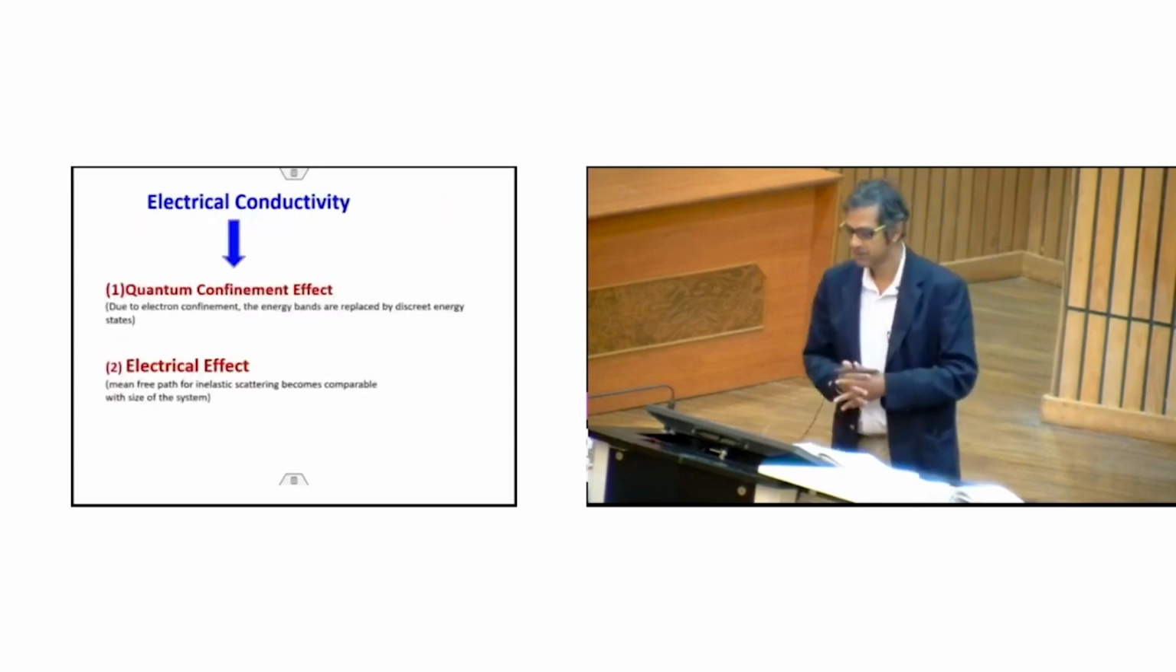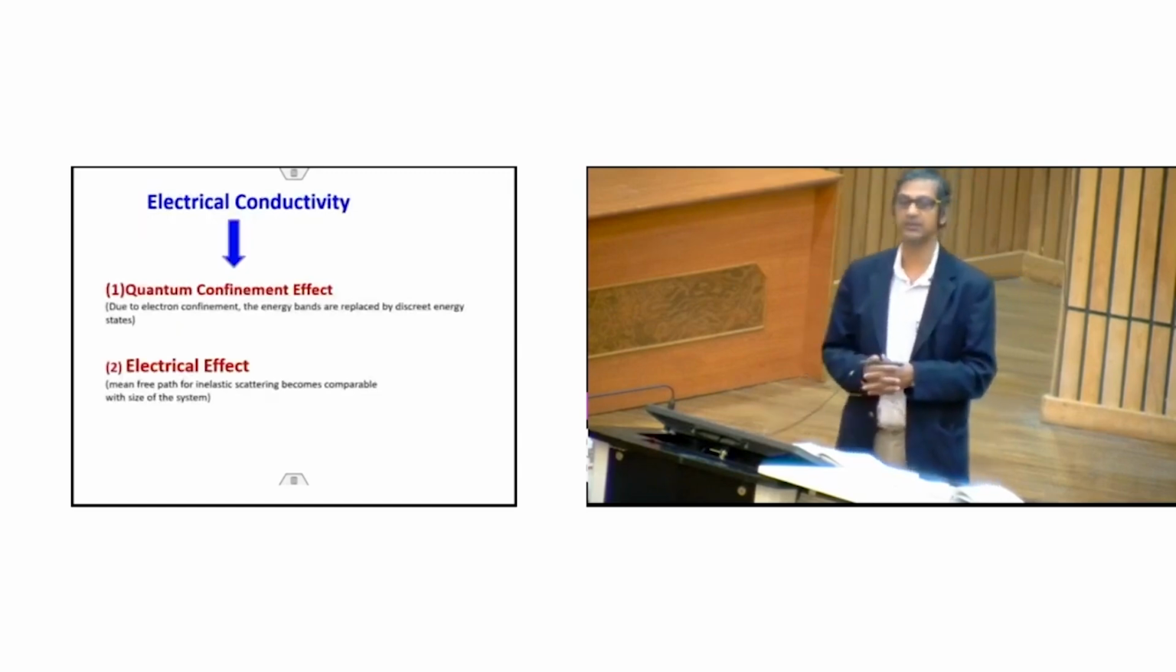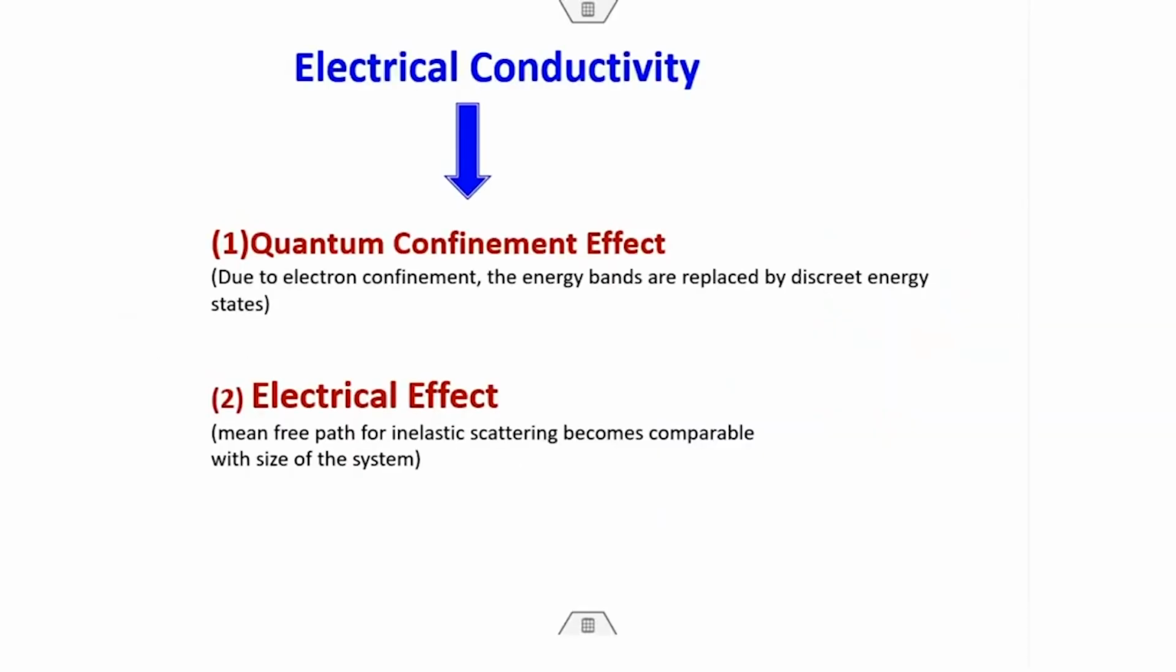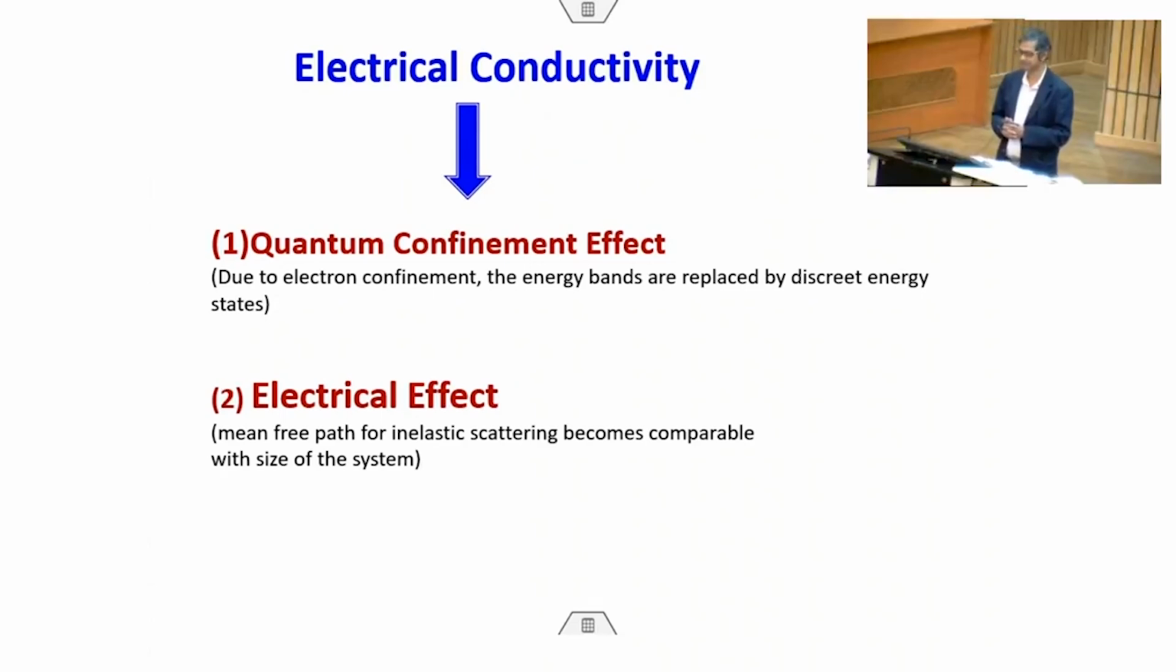By the way, electrical conductivity is very important because electrical properties are used extensively in nanomaterials. But there are two important aspects of electrical conductivity. One is the quantum confinement effect I taught you, and this is mainly because of electronic energy confinement or electronic state confinement, and that means the energy bands will be replaced by discrete energy states at the nanoscale.